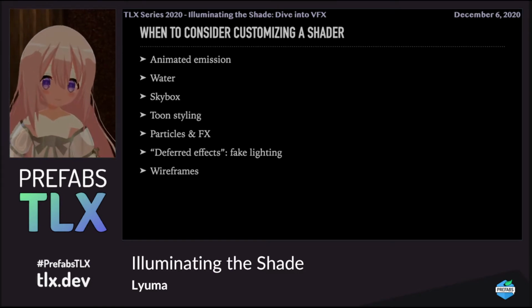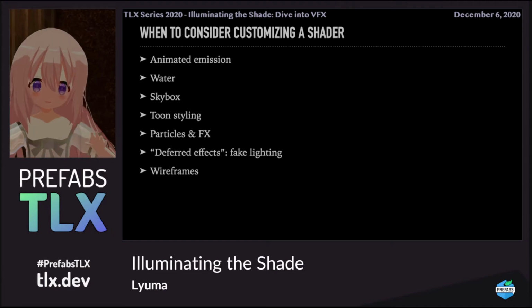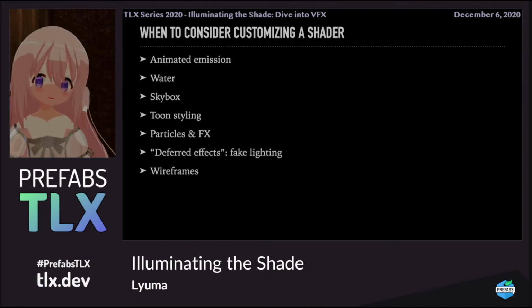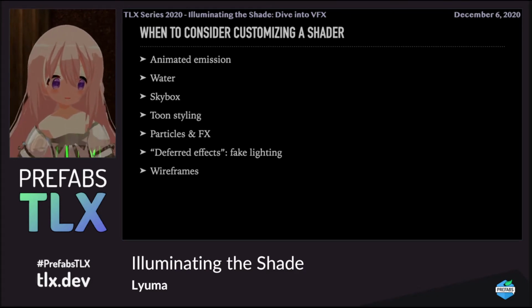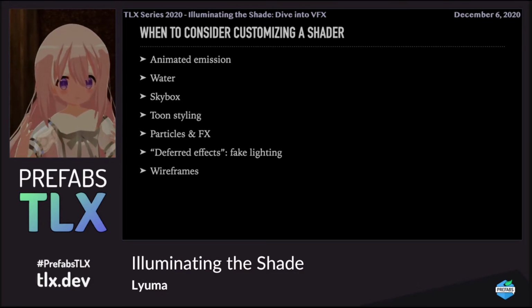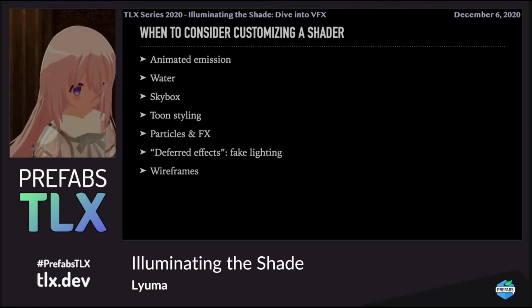So skyboxes, especially in Unity, a skybox is kind of a weird, funky type of material. You would have to use a skybox shader for that. Toon styling is a common example of that: something that's not physically based rendering, it's your own custom shading model. You would want a shader for that.